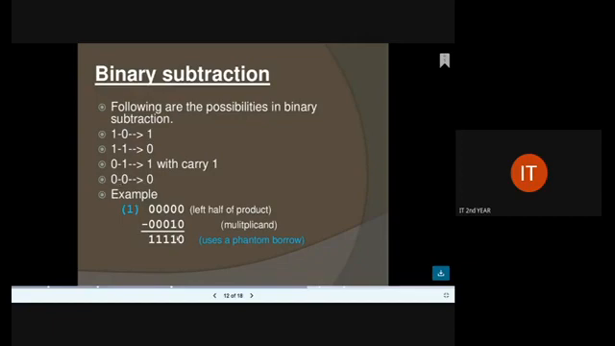For example, we are dealing with the following example: 00000, that is five zeros, which is the left half of the product, and we are going to subtract the multiplicand, 00010. While dealing with 0 minus 0, we get 0, and 0 minus 1, we get 1 and a carry bit is generated. This carry bit will be carried out until the end of the left half of the product. Finally, again one carry bit will be generated.